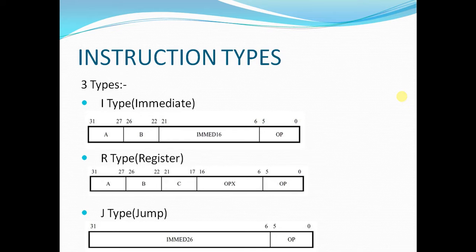The R type, which is the register type, consists of A, B, and C fields which are of 5 bits each. OPX is an 11-bit field for extended opcodes. The J type, which is jump type, consists of a 26-bit field of unsigned immediate values, and it's only used for the call instruction.